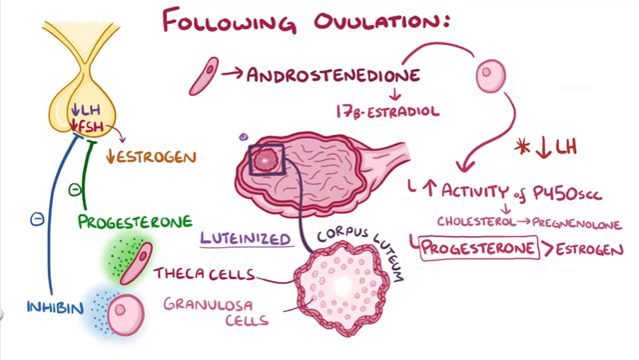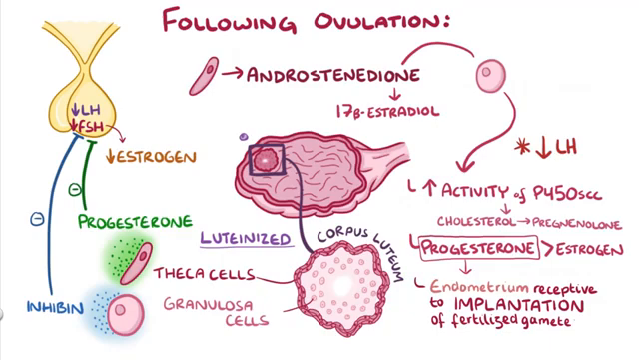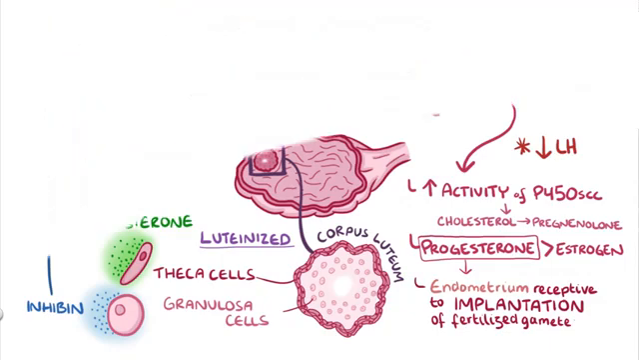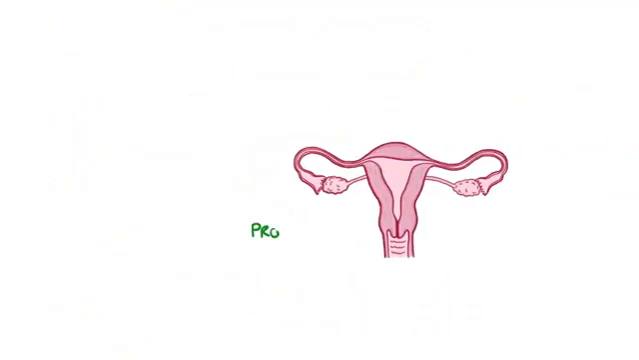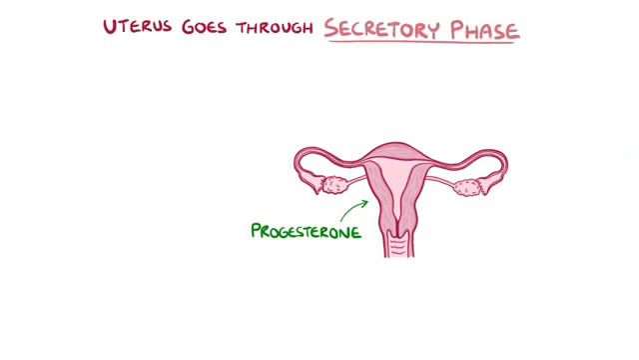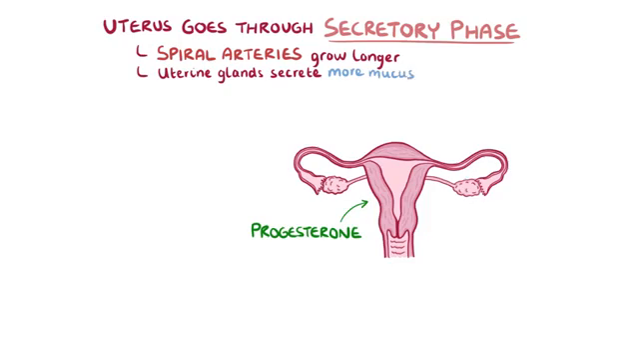Together with a decreased level of estrogen, the rising progesterone level signals that ovulation has occurred and helps make the endometrium receptive to the implantation of a fertilized gamete. Under the influence of progesterone, the uterus enters into the secretory phase of the endometrial cycle. During this time, spiral arteries continue to grow and the uterine glands begin to secrete more mucus.